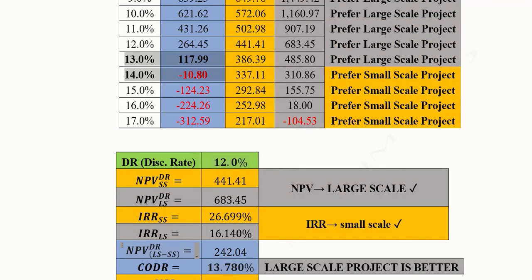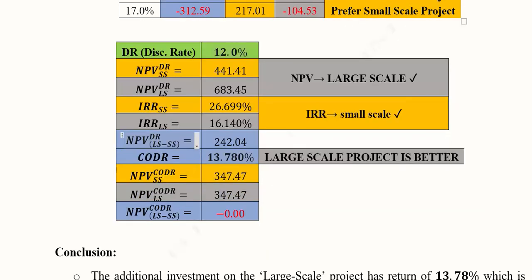crossover discount rate, and you will need these three values: discount rate lower, and NPV at the lower discount rate, discount rate higher, and NPV at the higher discount rate. And after using this, we can find the NPV at the crossover discount rate of the small scale project and the large scale project, and they should be equal to each other, as the diagram mentioned that this is the crossover or the intersection of the two NPV curves, that is of the small scale and of the large scale projects.